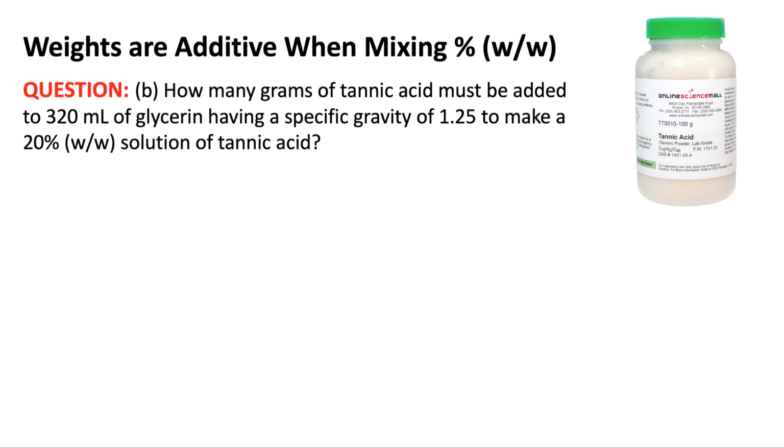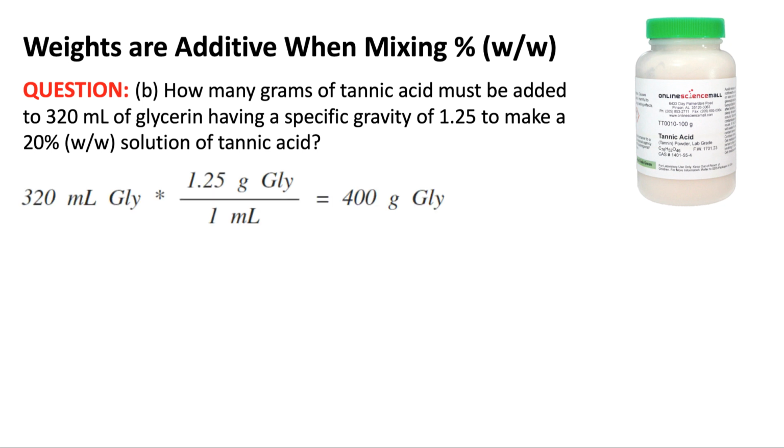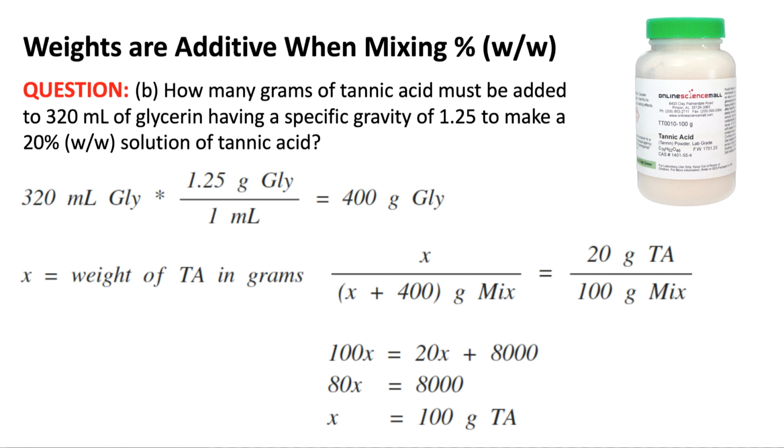But essentially, let's work it the same way. I'll go through this a little more quickly and see if you can keep up. We'd start with the same thing. Since our final concentration is in weight per weight, let's change the volume of glycerin to its weight. Do it the same way. 320 milliliters of glycerin times its density of 1.25 grams per milliliter. Units of milliliters cancel. I have 400 grams of glycerin. All right. I'm still going to set X equal to the weight of tannic acid in grams, since I don't know what that weight is.